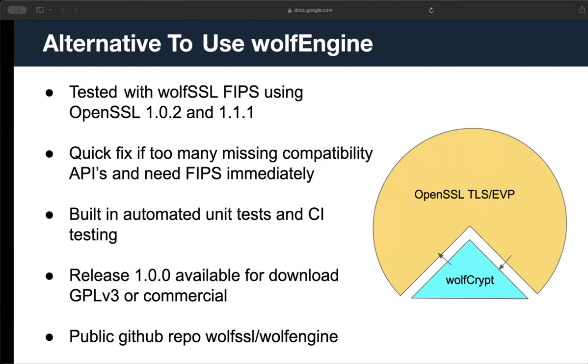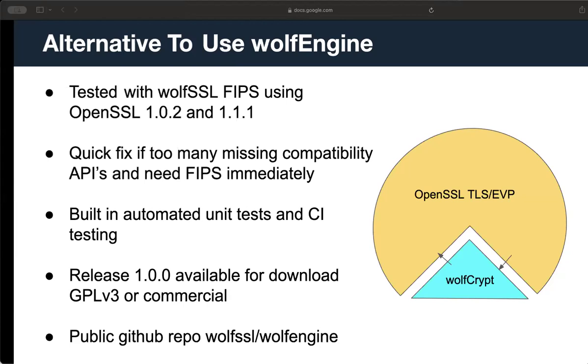The alternative to using the compatibility layer, which is just the API mapping down to wolfSSL's native implementations, is to make use of either our wolfEngine or our provider. This slide is going into a little bit of detail about the wolfEngine that we have available. It was tested with wolfSSL FIPS using OpenSSL 1.0.2 and 1.1.1. And it's a quick fix if there's found to be too many missing compatibility APIs, where we have a subset of the OpenSSL APIs mapped down to our native ones.